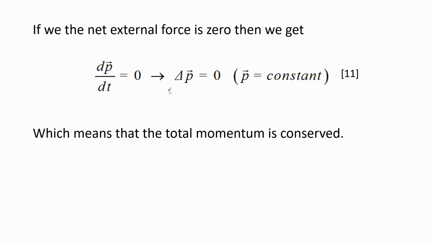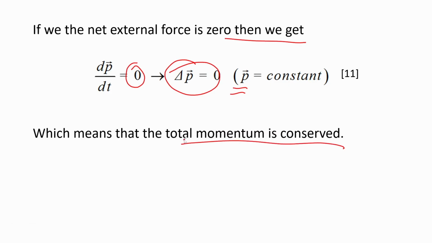If the net external force is 0, outside force is 0, then we get dp over dt equal to 0. Internal is 0 and external is 0. So the change in momentum is equal to 0, which suggests that the momentum is constant. The mv is the same, which means that the total momentum is again conserved.